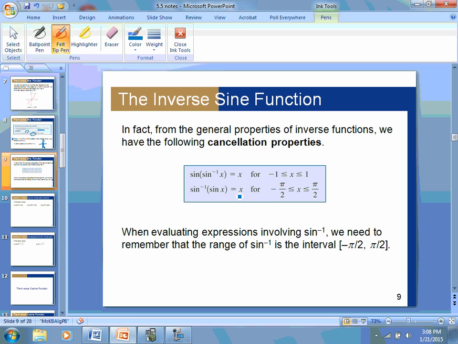Okay. Now you can still work through the problems and get the correct answer even if you don't remember these cancellation properties as a shortcut. But it all deals with the domain and the range and how we're writing the equation, where we're taking the original function and then the inverse function.